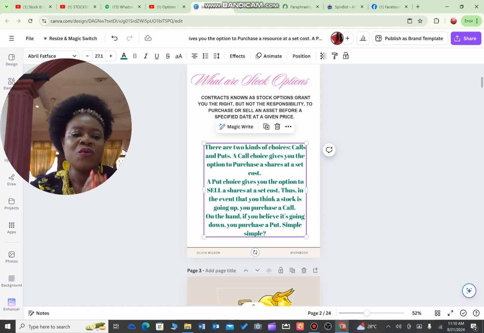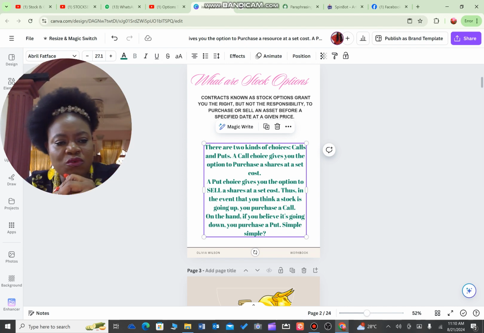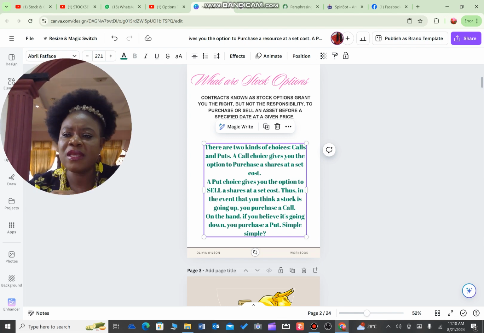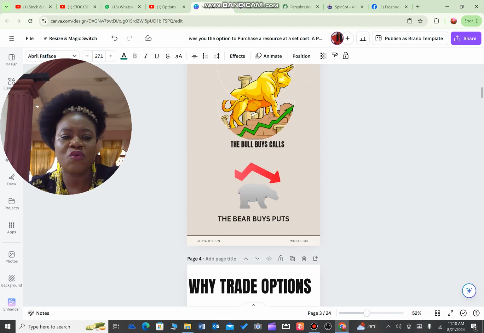Now we have two different types of options contracts: calls and puts. What do we mean by calls? Calls are for when you anticipate that the price of a company's stock will go up. We call those people bulls. The bull is very optimistic about the rising price of a company, and so bulls go in to buy calls.